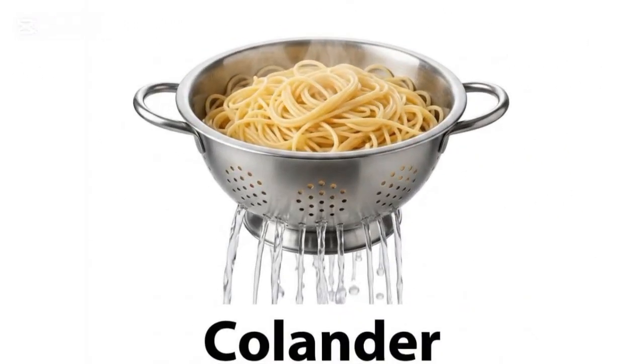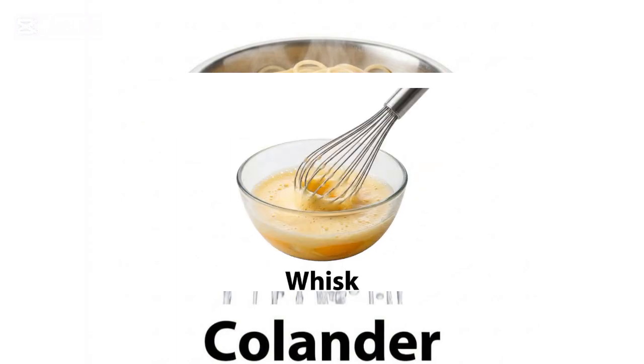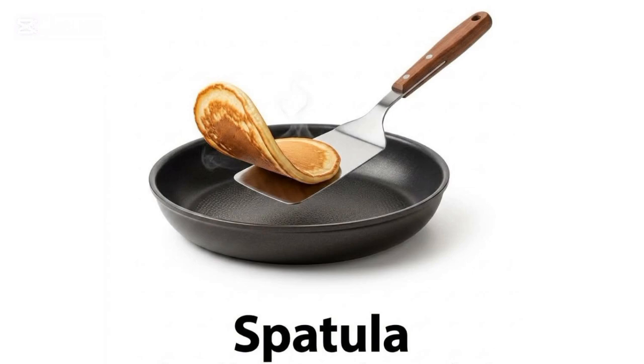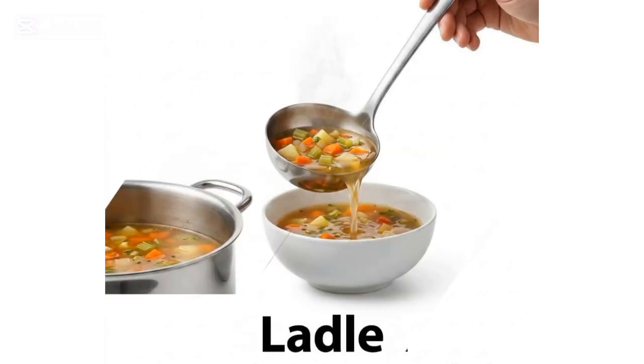Colander. A perforated bowl used for draining liquids. Whisk. A wire kitchen utensil used for beating, whisking, and blending eggs, cream, or butter. Spatula. A flat tool used for flipping, turning, and scraping food.